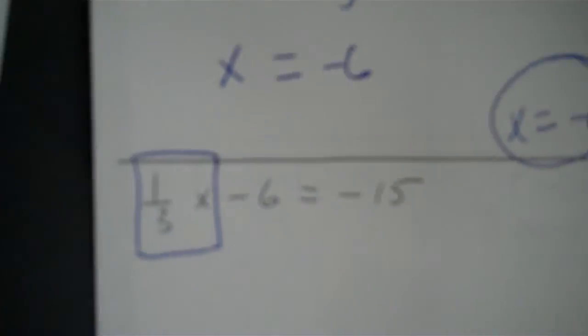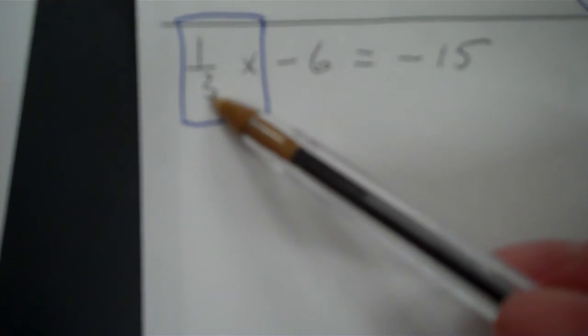Okay, 1/3 x minus 6 equals negative 15. So my coefficient's 1/3 x. I've got this minus 6, so I'm going to add 6 to both sides. And then I've got this 3 right here on the bottom, so I'm going to multiply by 3. Again, having the 1 as your coefficient, I'm not concerned about that. So plus 6, plus 6.